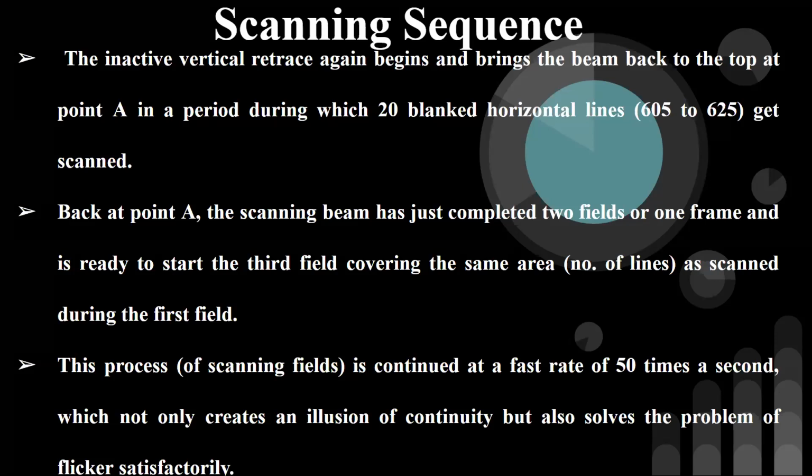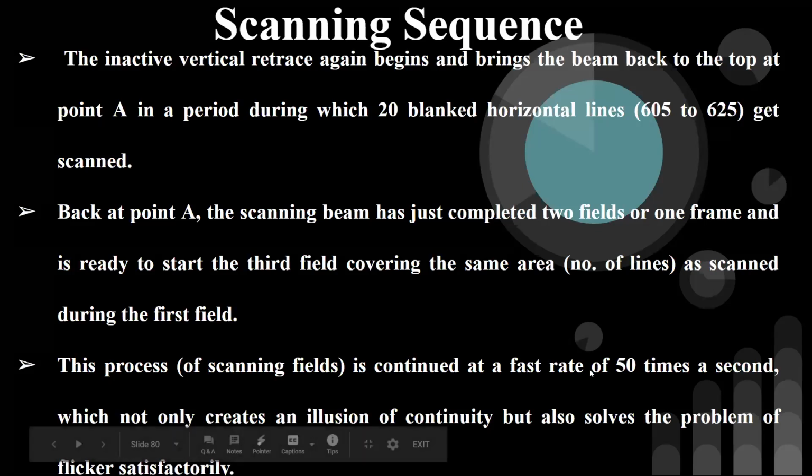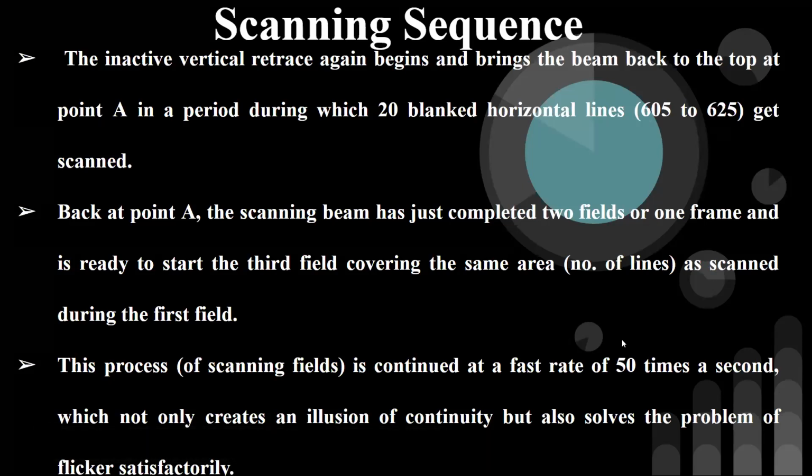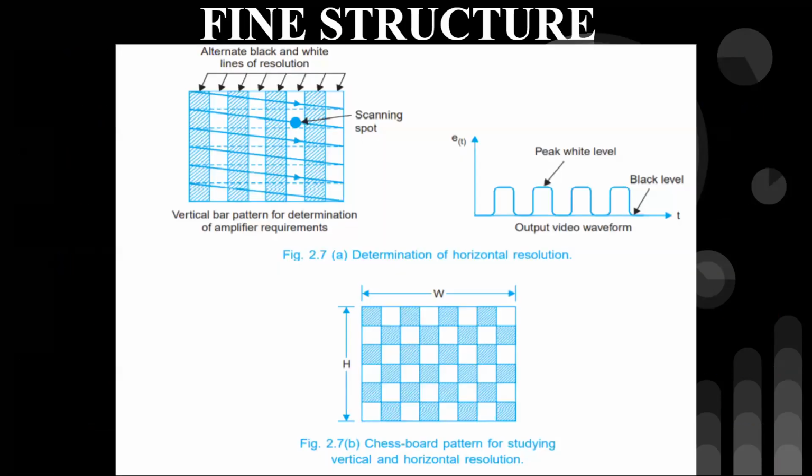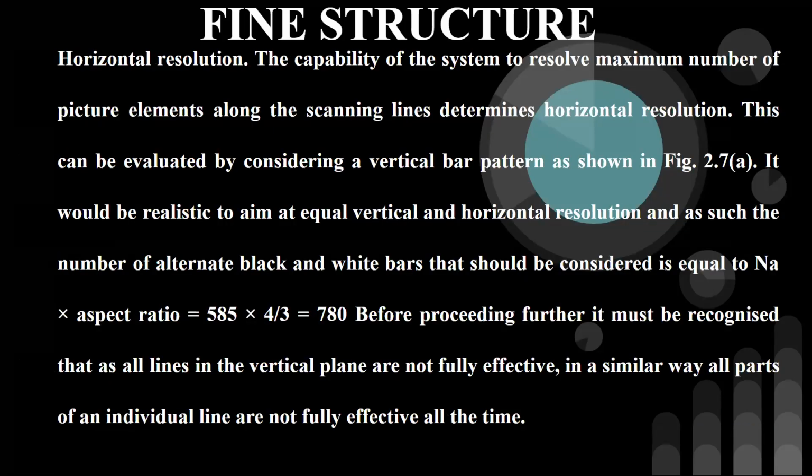So this is the process. This process is continued at a fast rate of 50 times a second, which not only creates the illusion of continuity but also solves the problem of flicker satisfactorily. So this is the way the picture continuity is maintained.